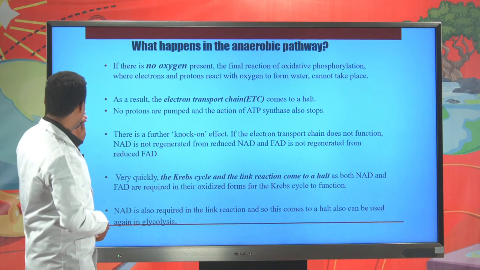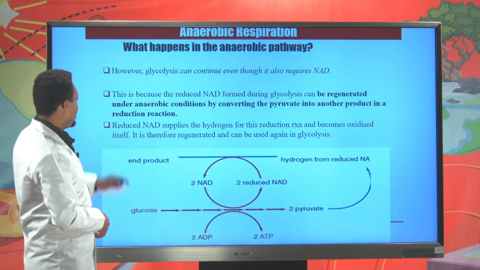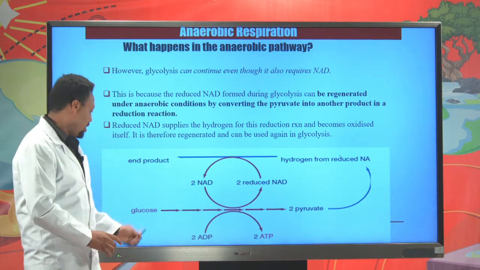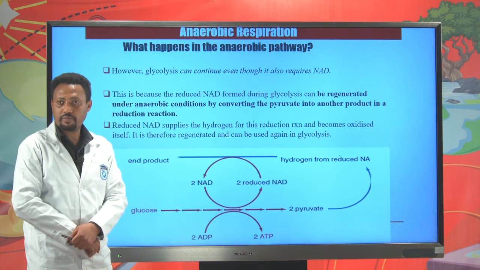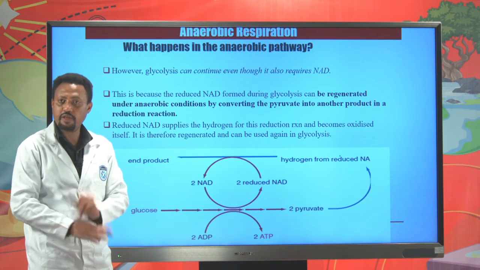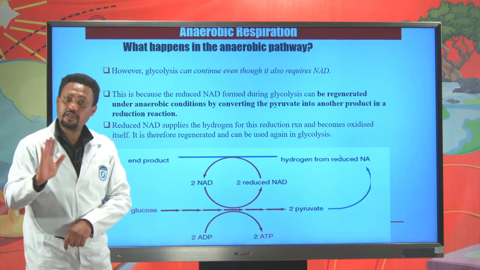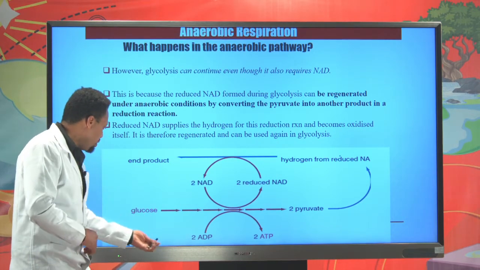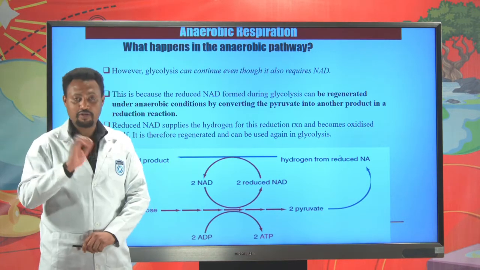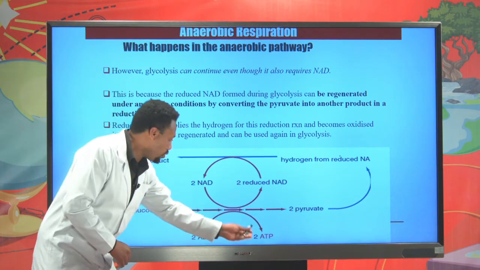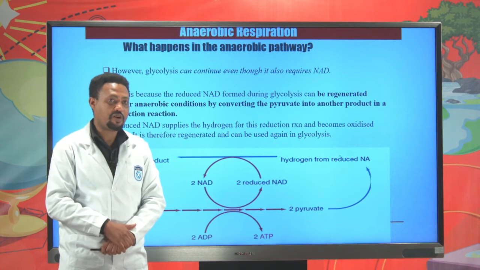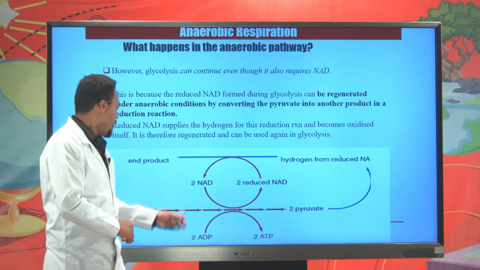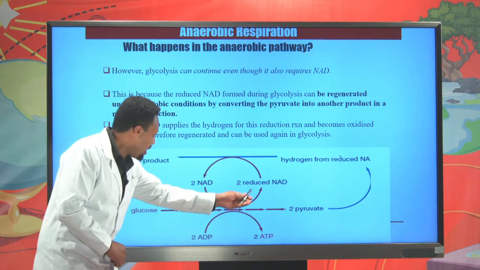Let's see how that happens. In this process, you can see that glucose is changed to pyruvate. This is simple because it doesn't take place in the mitochondria and it doesn't need oxygen. In the process, you can see that a total of 4 ATPs are made and a net of 2 ATP molecules are produced, because you know that 2 ATP molecules are already consumed in the process. And again, here you can see that NAD is reduced.